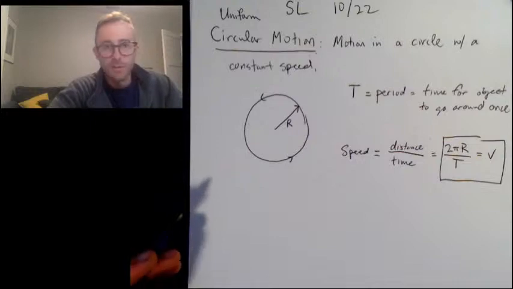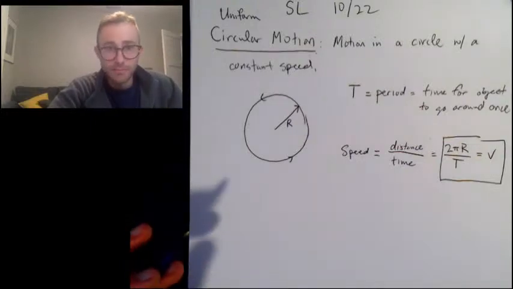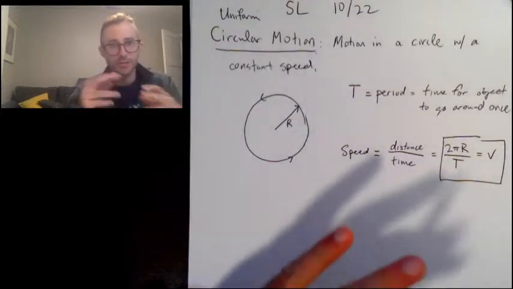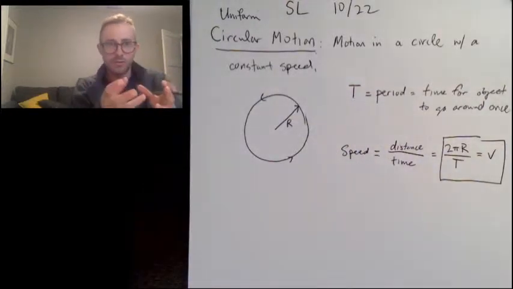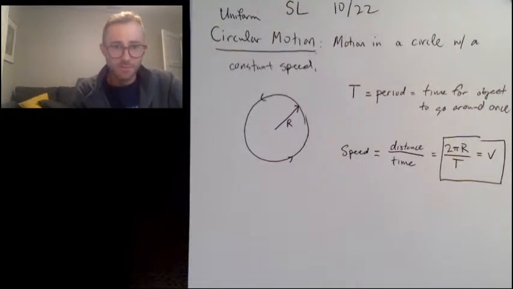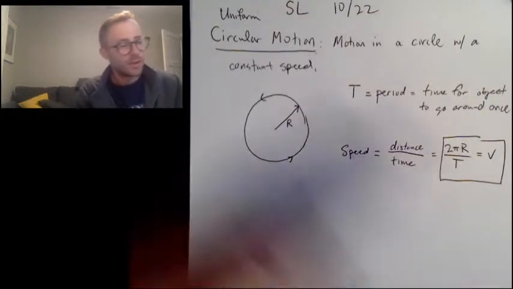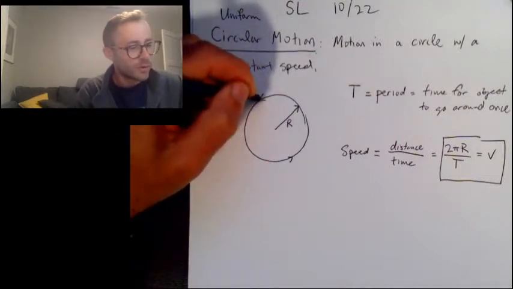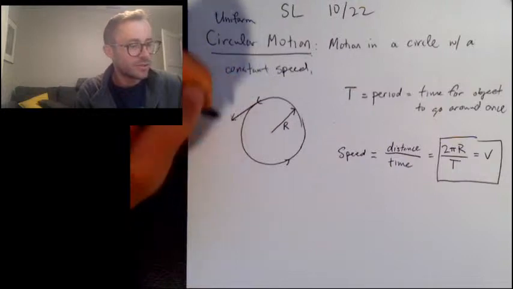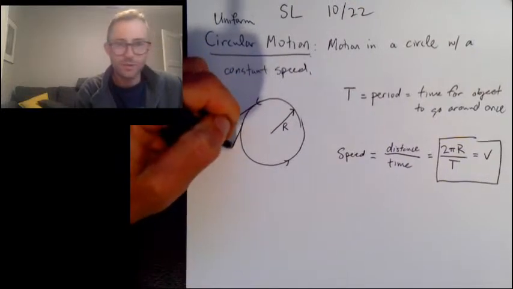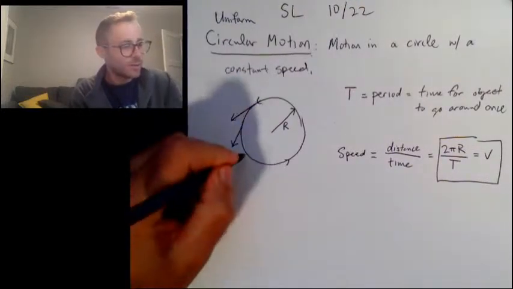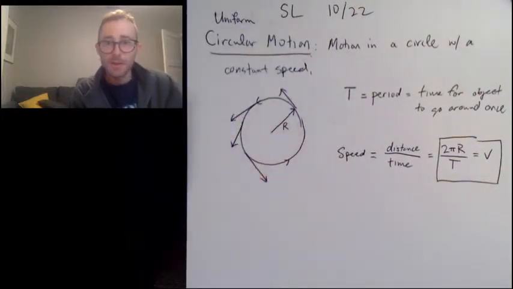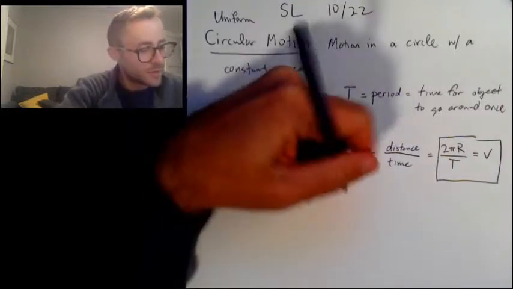The velocity. So remember, speed and velocity are different things. Velocity is speed with the direction of travel. Okay. So the velocity is always going to point tangent to the circle. So wherever you are in the circle, the velocity always points tangent to that. Okay? So that's an important point.